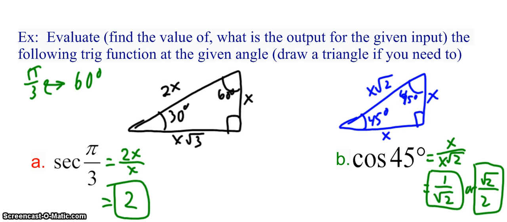All right, so hopefully you got secant of pi thirds is 2, and cosine of 45 degrees is either 1 over root 2, or if you rationalize it, it would be root 2 over 2. How do I get that if you're confused?